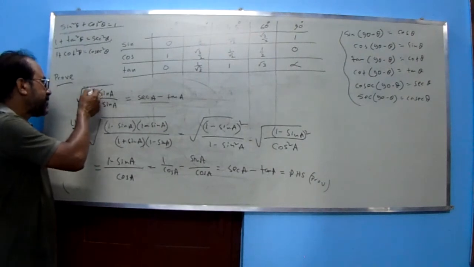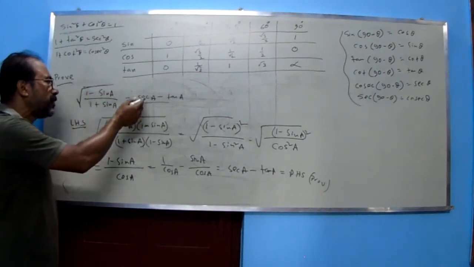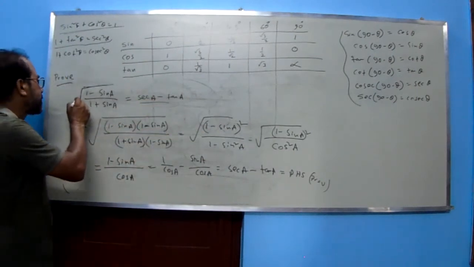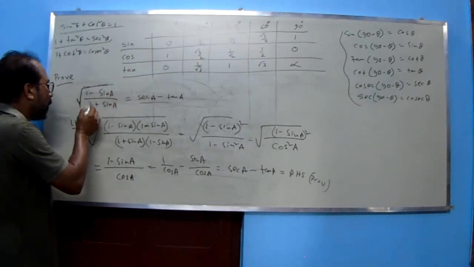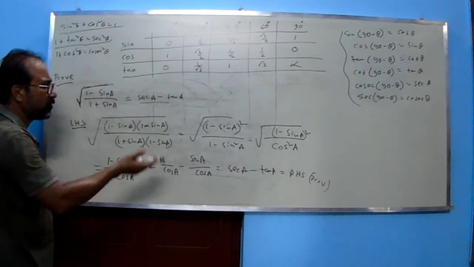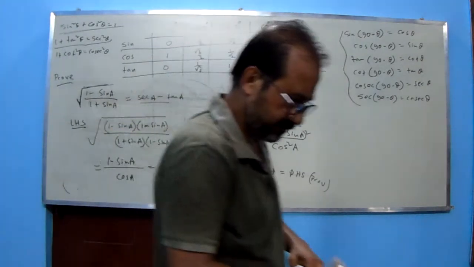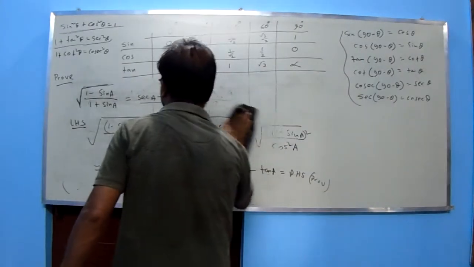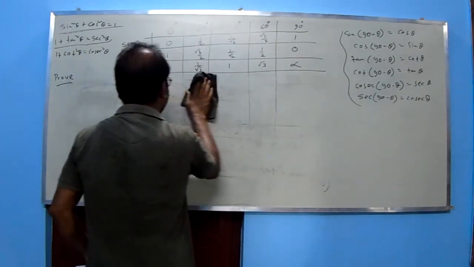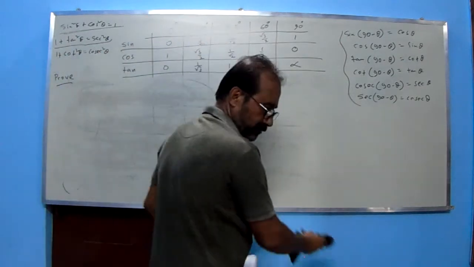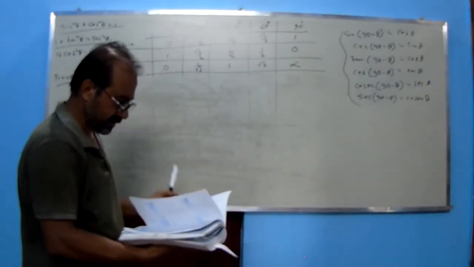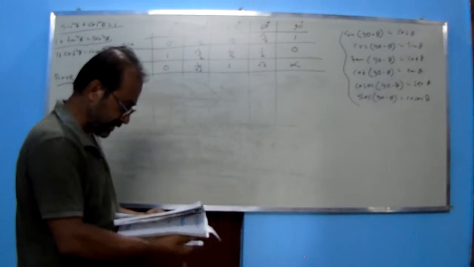So root over of 1 minus sin a by 1 plus sin a is to be proved as sec a minus tan a. So this should be the process, because with the rule of surds, if 1 minus sin a is multiplied with the numerator and denominator, then the math will easily come out like this. Again some maths is coming, and this part is very interesting.